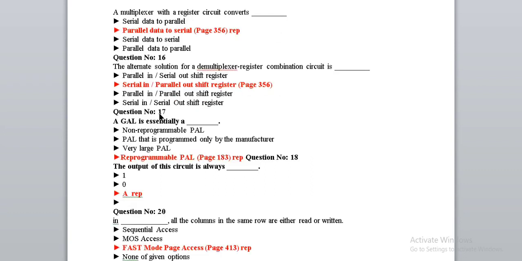The alternate solution for a demultiplexer combination circuit is a serial in parallel out shift register.